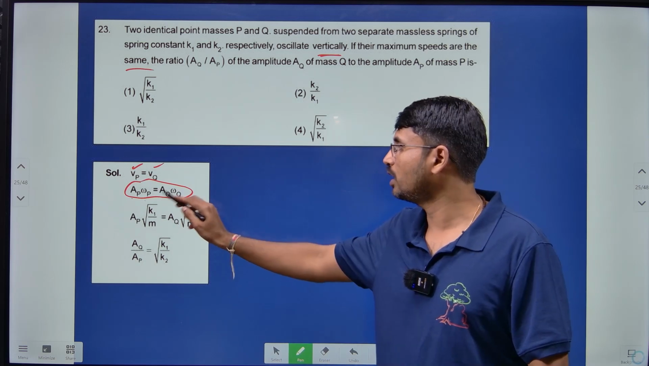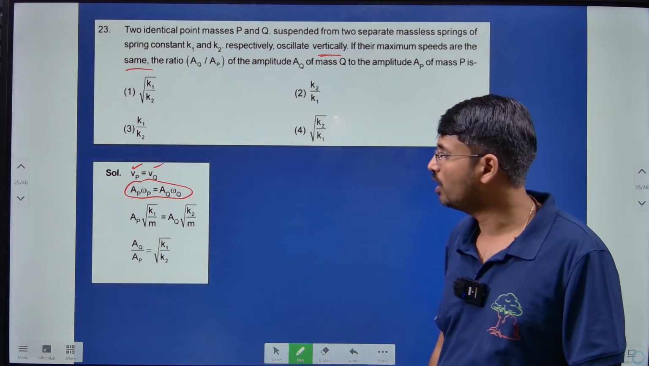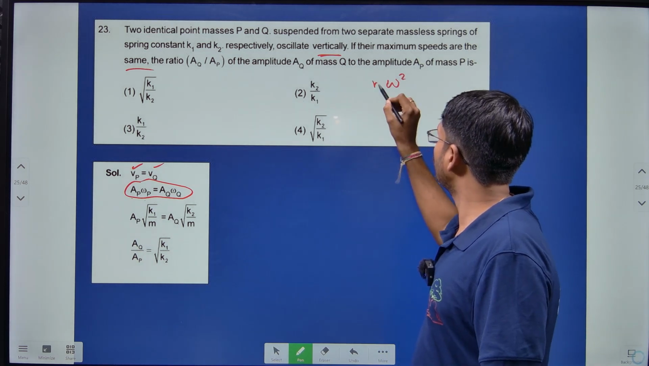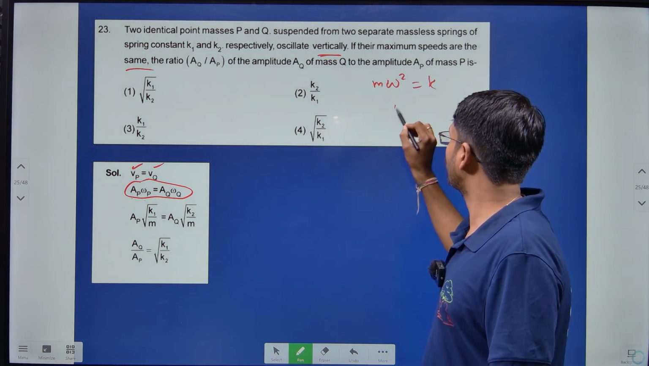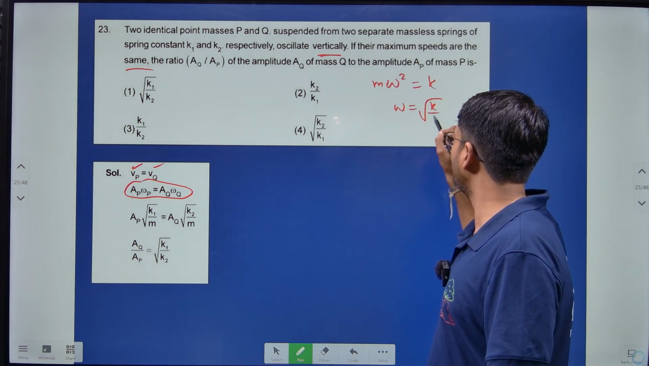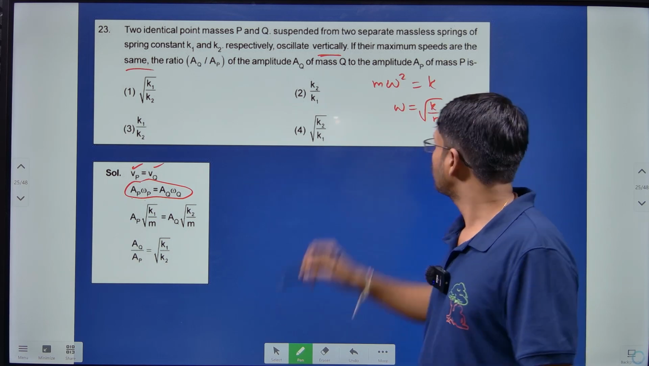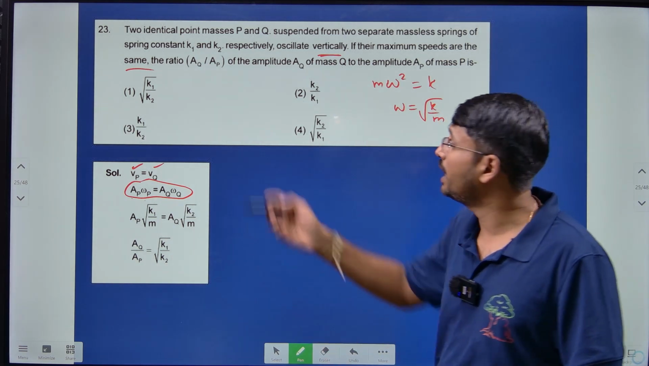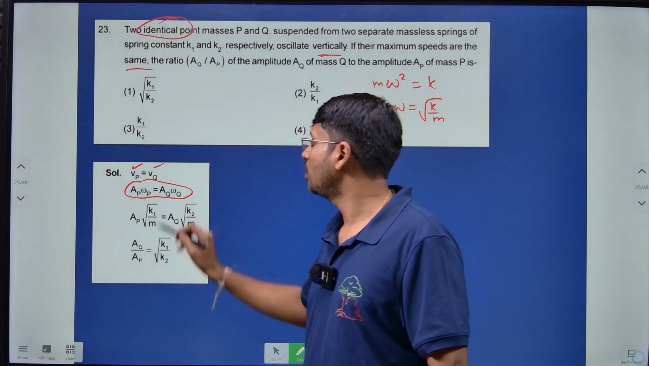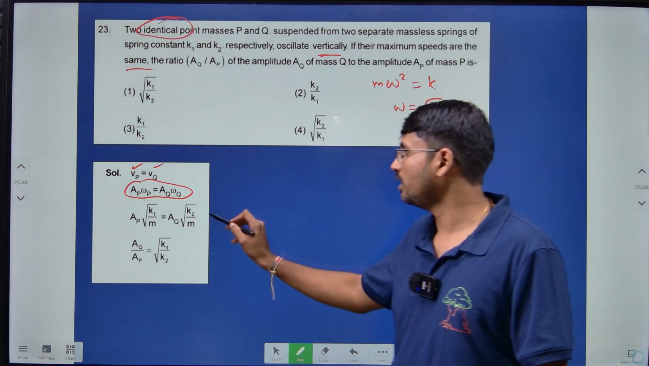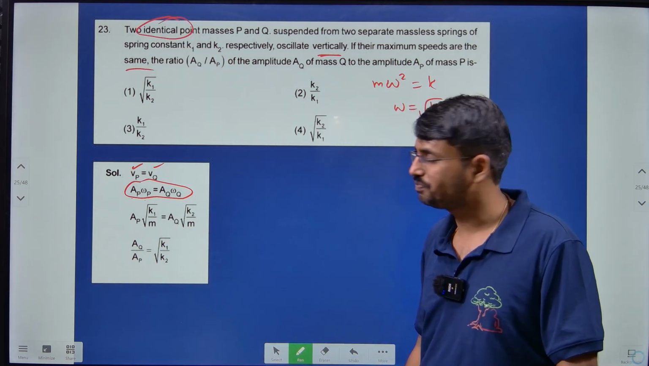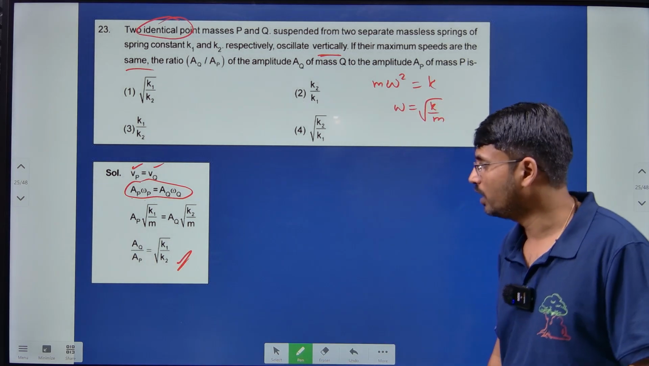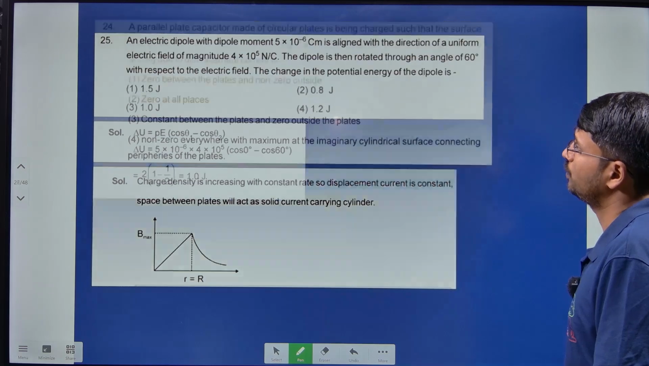If maximum velocity is the same, we can straight away write this equation. AP omega P equals AQ omega Q, and we also know that m omega square equals K. So therefore omega equals what? Root of K by m. We can just substitute here. K is different, but point masses are the same, identical, they have given it. So root of K1 by m, and here we substitute root of K2 by m. When you simplify this, we get the root of K1 by K2.